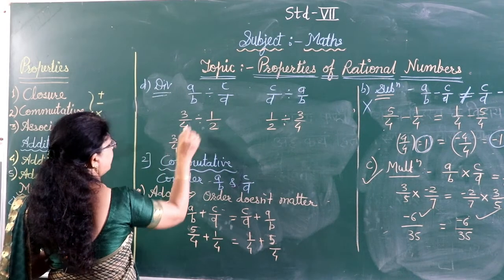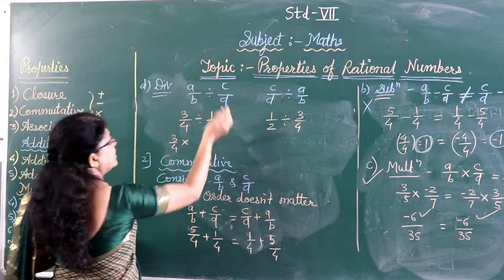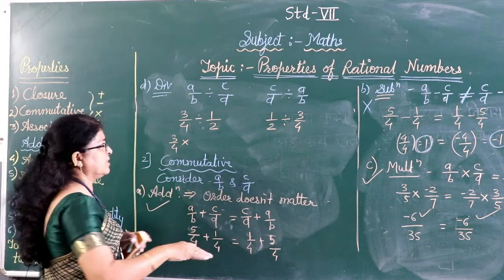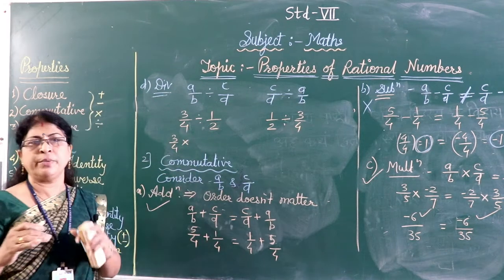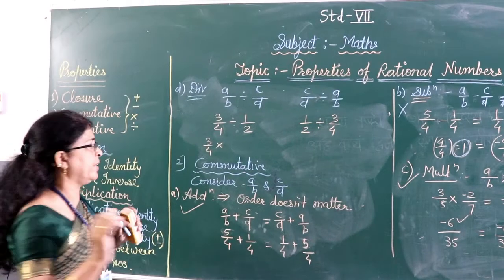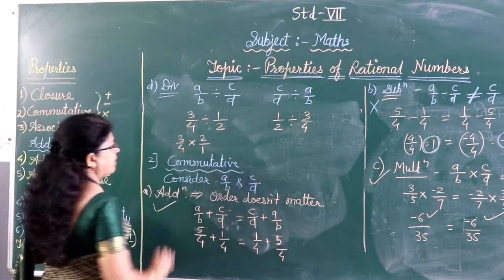3 upon 4, the division sign changes into multiply. Now 1 by 2 we change to its inverse. Inverse, how do you write? Just shift the numerator to the denominator, and the denominator to the numerator. So multiply this by 2 by 1.